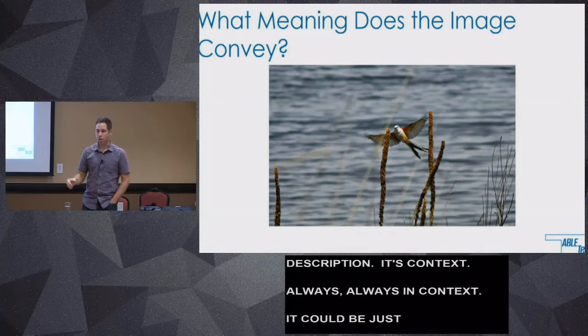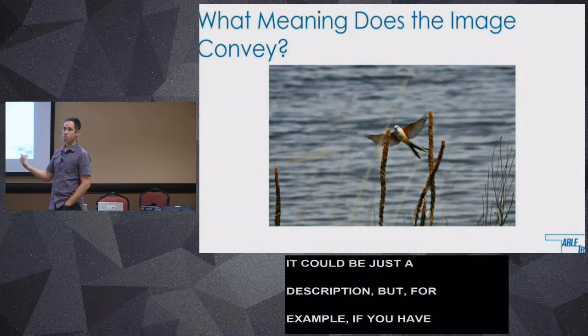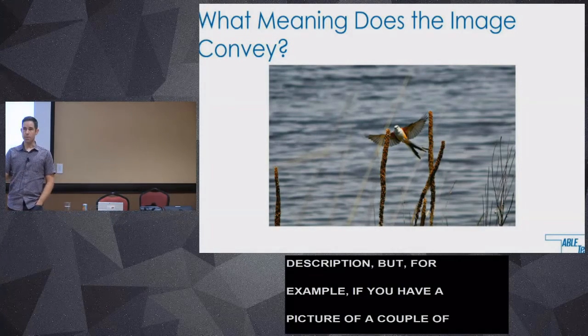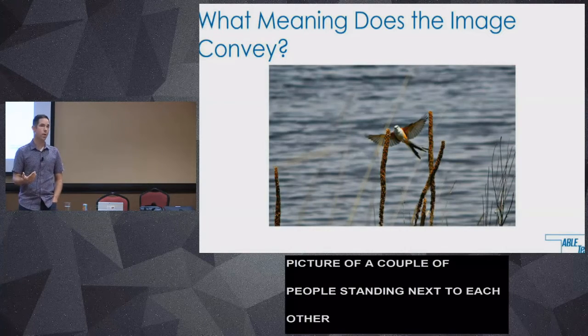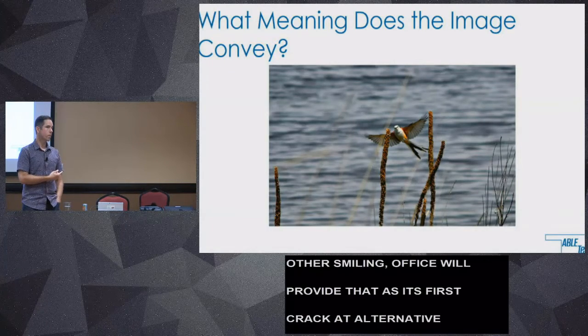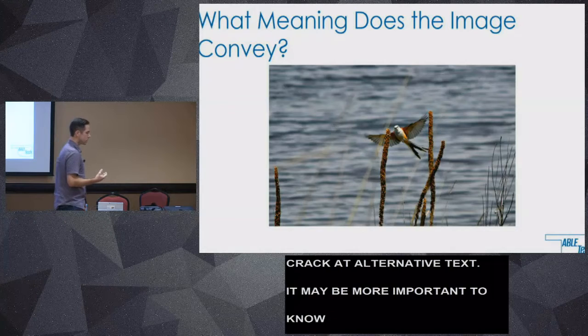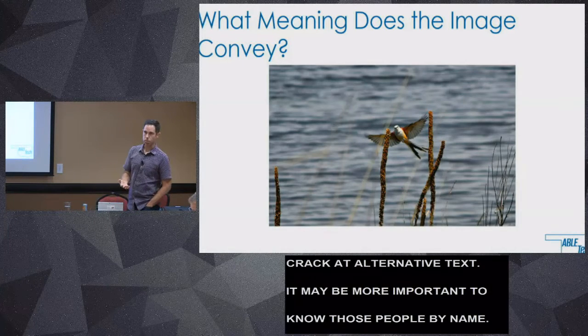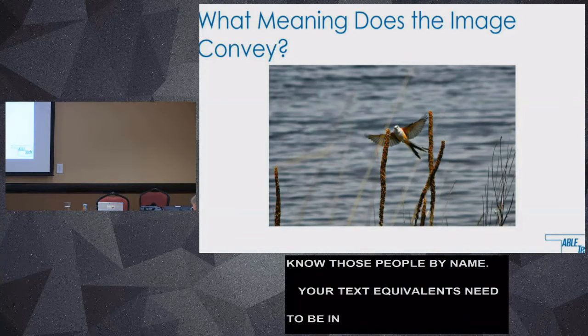But, for example, if you have a picture of a couple of people standing next to each other smiling, Office is going to provide that as its first crack at alternative text. Well, it may be a lot more important to know who those people are by name. So your text equivalents need to be contextual. One of the places where they're almost always the same, though, is in logos. Oklahoma Able Tech logo, alternative text is almost always Oklahoma Able Tech, right? Logos, things like that, you don't see the same kind of variation.